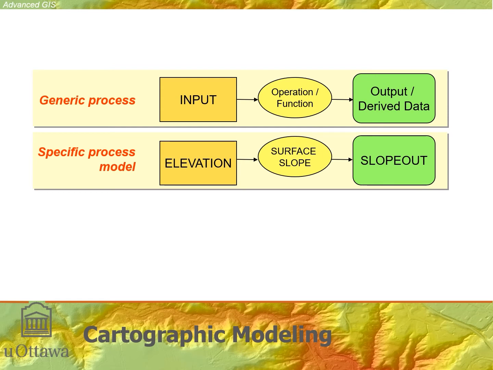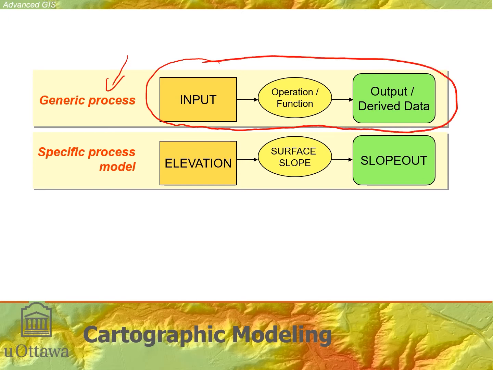We start with a generic process at the top. A generic process is this tuple. This is three things that must always occur together within a cartographic model to represent anything done to a layer. The layer is called the input. What happens to the input is the toolbox function.